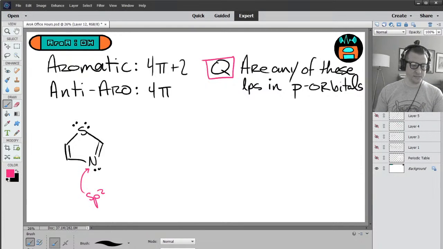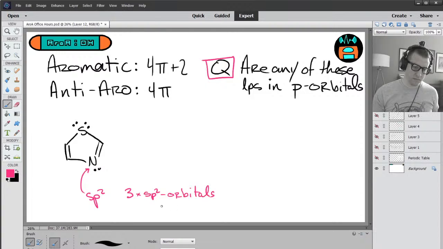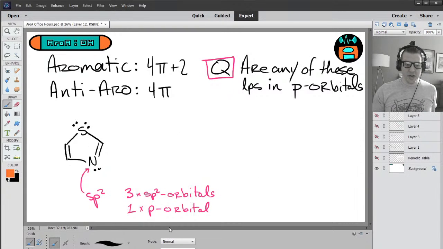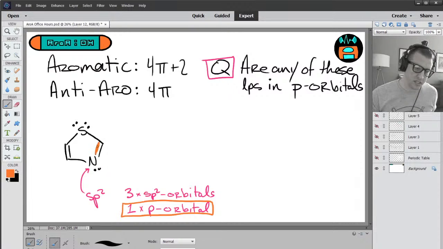is sp2 hybridized, right? So sp2 hybridized means that you have 3 sp2 orbitals, right? And 1 unhybridized p orbital. Now here, the 1 unhybridized p orbital is being used to make this pi bond. So that p orbital is in use for the pi bond, which means that this lone pair is just in an sp2 orbital.